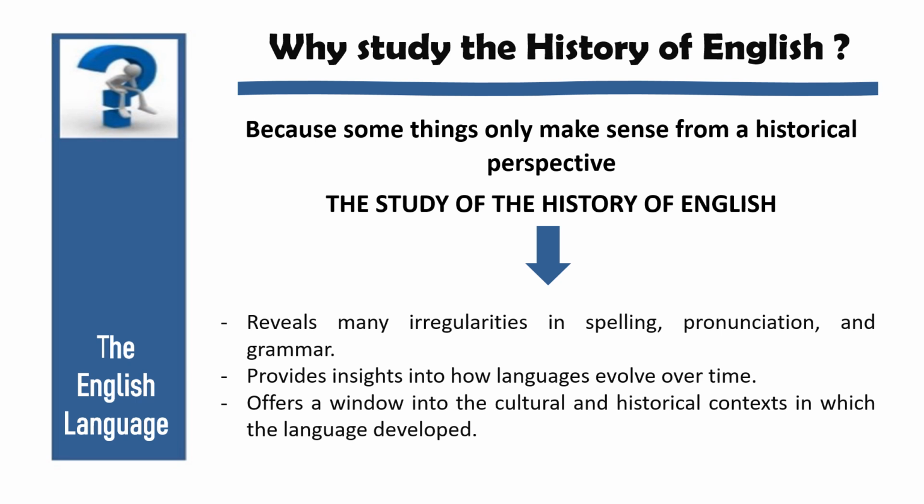It allows us to trace the development of vocabulary, grammar, and syntax, showing how English has been shaped by various historical influences. Studying the history of the English language offers a window into the cultural and historical context in which the language developed. It helps us understand the social, political, and economic factors that have influenced the language at different periods in history.